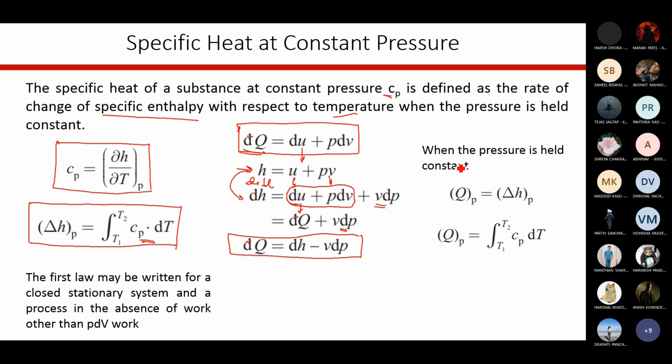Again, following the same procedure, when the pressure is held constant, I can write that Q, the heat transferred at constant pressure, is equal to delta H at constant pressure, right? So if I integrate this equation, I can write this expression, right? I'm just putting delta Hp from this expression. This one, I'm just putting it here. So this is kept as it is, right?